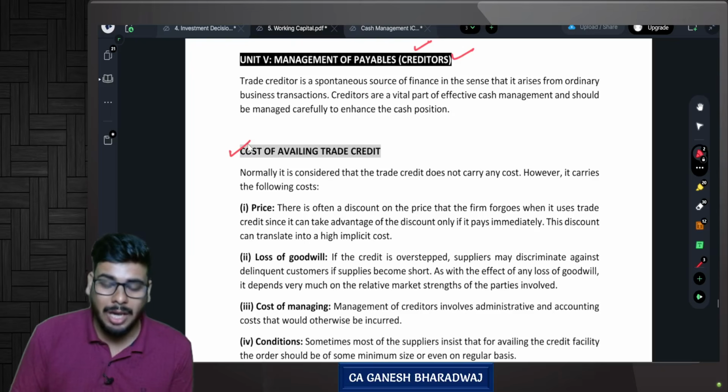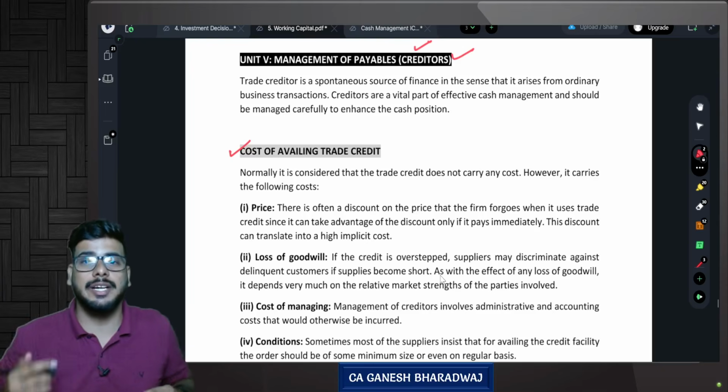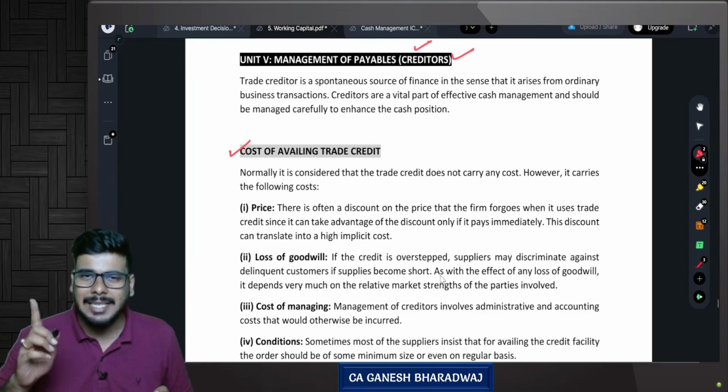There are some costs for availing trade credit. If I go for trade credit, that is, if I want to make purchases on credit, it is actually not free of cost.